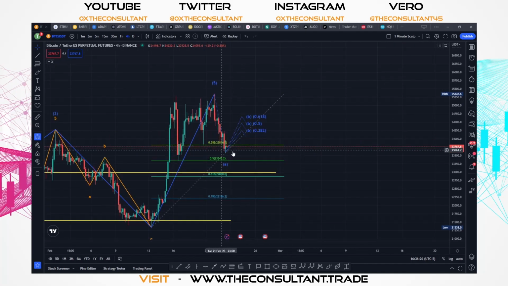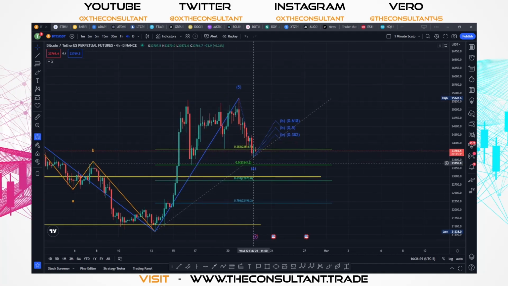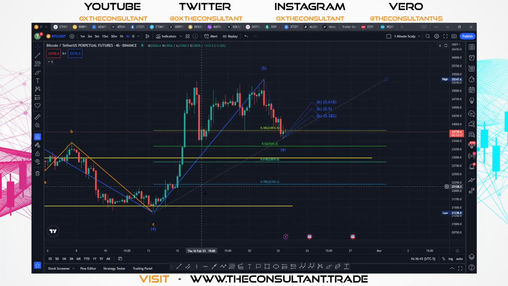So I think this is going to be pretty close to where leg A is going to stop. Now, don't base any trades off of that. Please do your own due diligence. I could be wrong. So let's take a look at this.